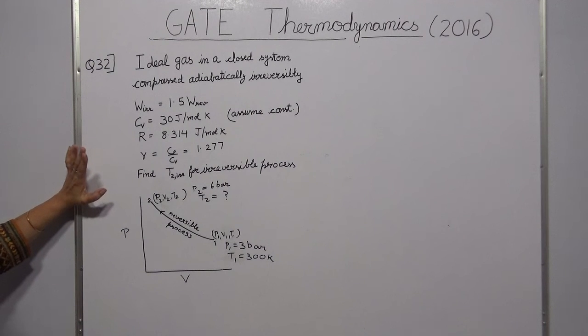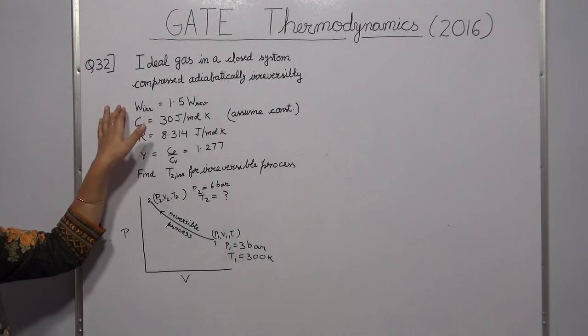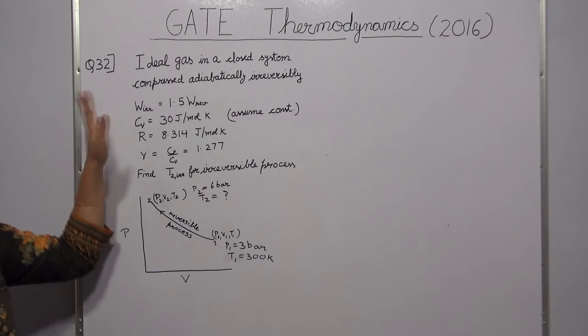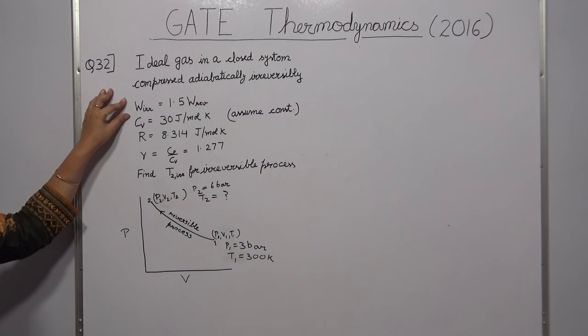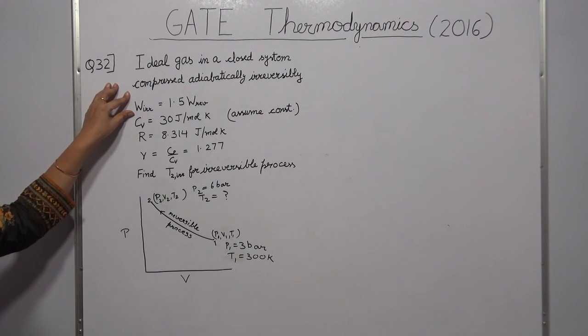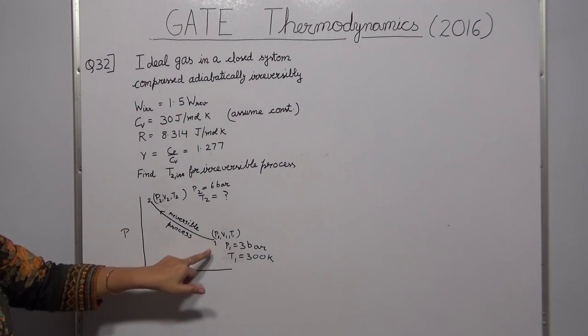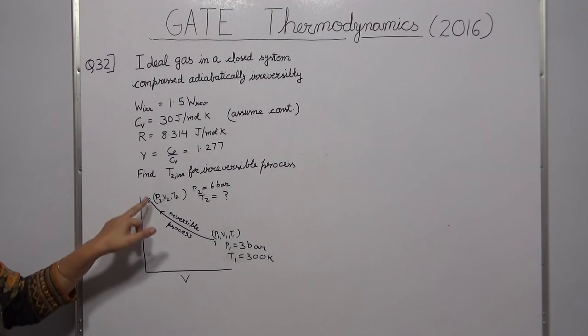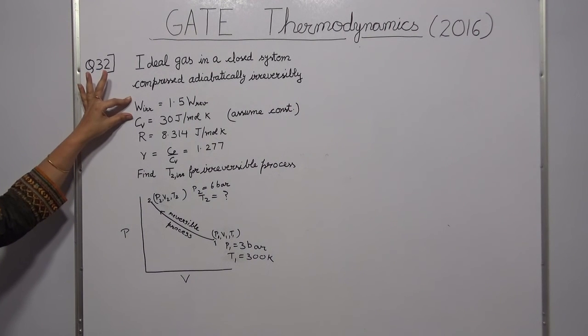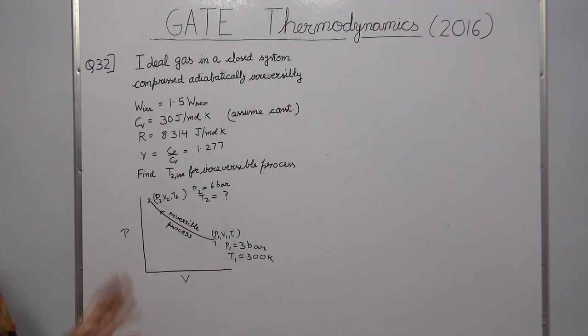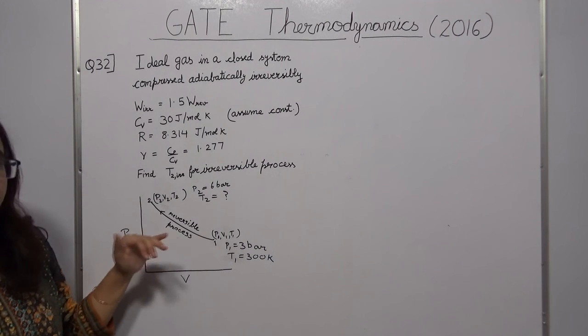Now we will first have to calculate W irreversible. Since there is no equation with which I can calculate W irreversible directly, I will assume that this compression is being carried out reversibly. I will find out the work done for that reversible process and then use this equation to calculate W irreversible. Then from this W irreversible and using the first law, I will calculate the final temperature. So let's go ahead and dive into this problem.